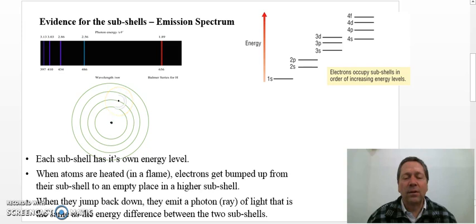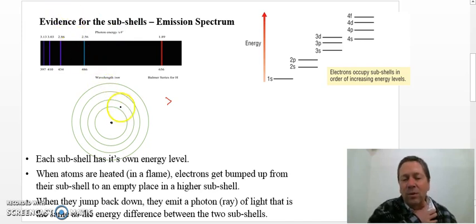If the electron jumps from this energy level down to this one here, it has to get rid of that extra energy. What actually happens is that the electron gives off a photon of light, like a light ray. Off it goes. That corresponds to the light that is given off.